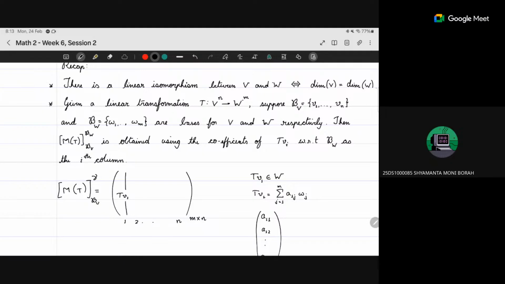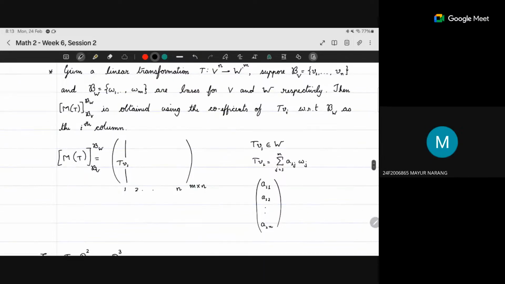Is this less confusing? Instead of beta and gamma, if I write script BV, script BW. So for domain, basis for V, basis for W. We can say we are going from BV, the domain, to BW, the codomain. W is the codomain, and any element of W can be written as a linear combination of elements from BW, because it's a basis, right?